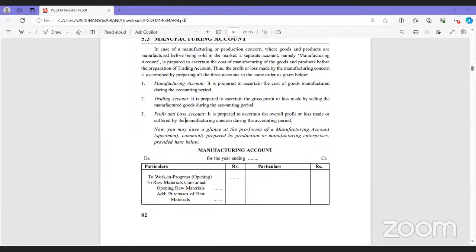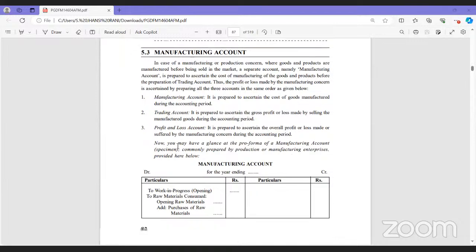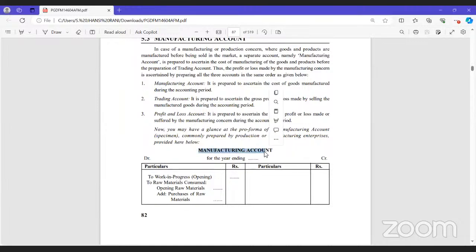Okay. So I said that we will be preparing the manufacturing account, trading account, profit and loss account, and balance sheet. The manufacturing account comes into the picture only when the organization is involved in manufacturing a product. If we have a manufacturing unit, then only we prepare the manufacturing account, otherwise we will not. If we are in the manufacturing business, first we will prepare the manufacturing account, then the trading account, then the profit and loss account, and at last comes the balance sheet.